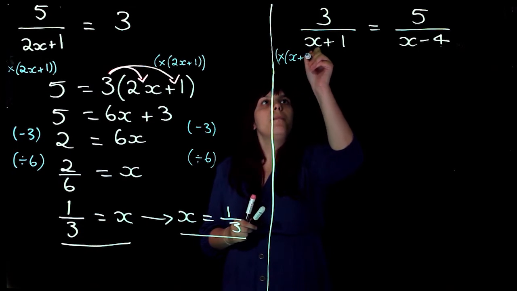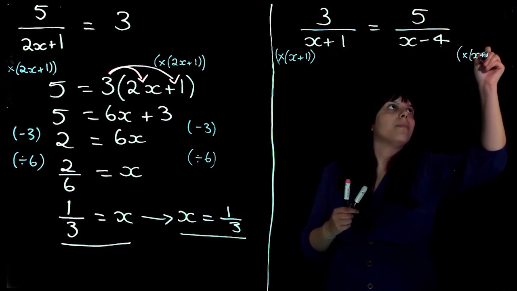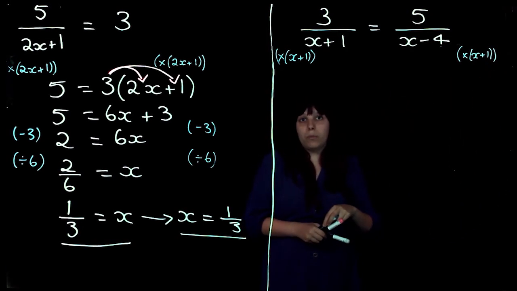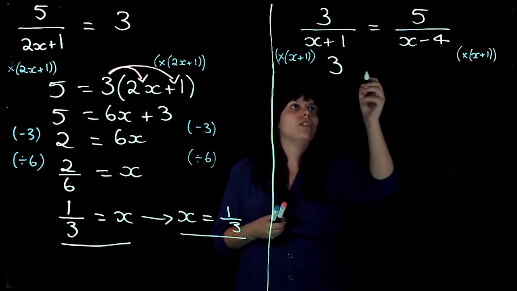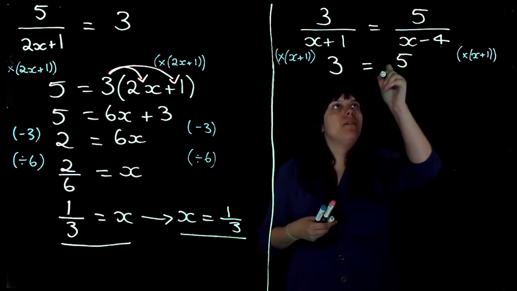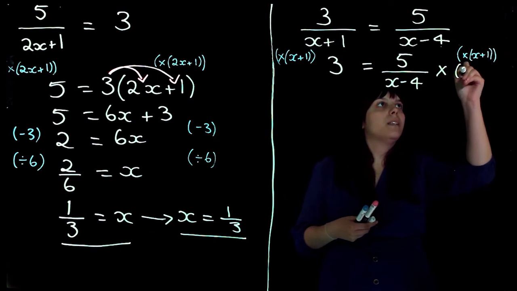Times by x plus 1, and I do that to both sides. So 3 divided by x plus 1 times x plus 1 is just going to be 3, because the x plus 1s cancel each other out. And then here I've got 5 divided by x minus 4 times x plus 1.